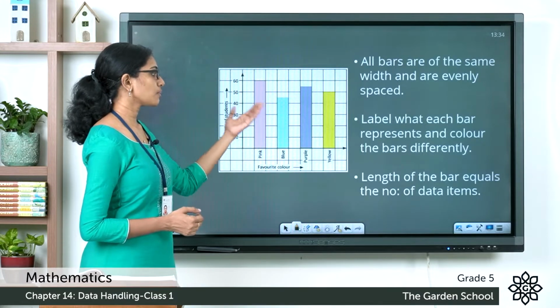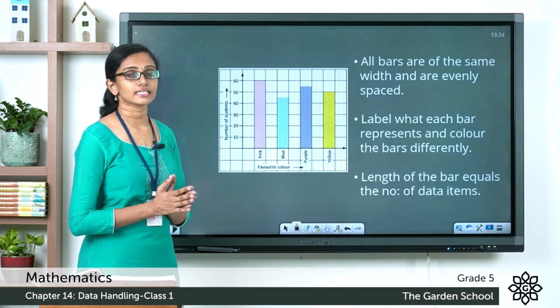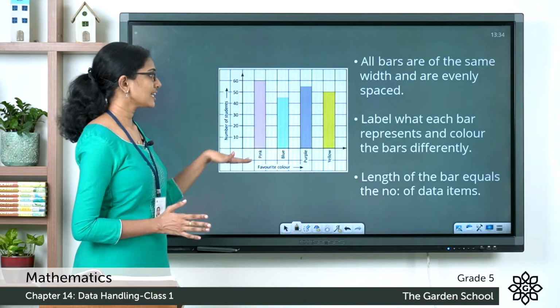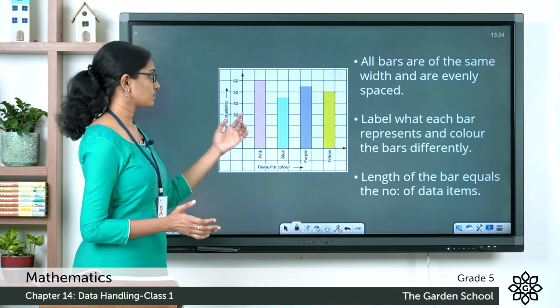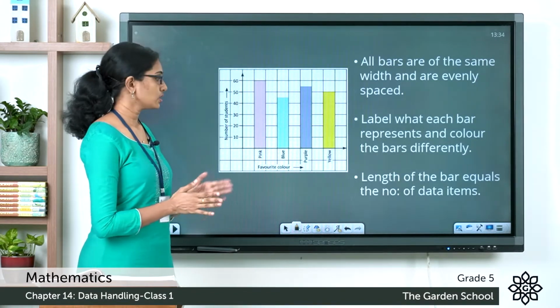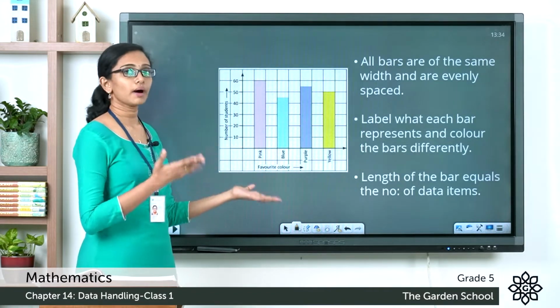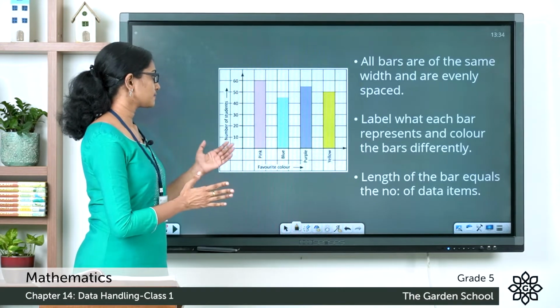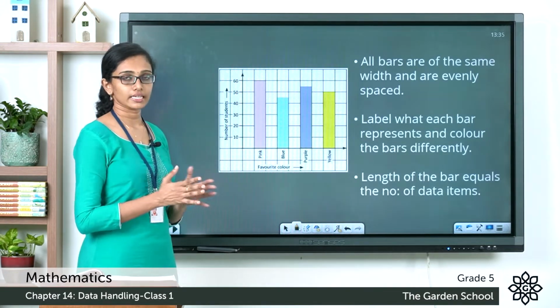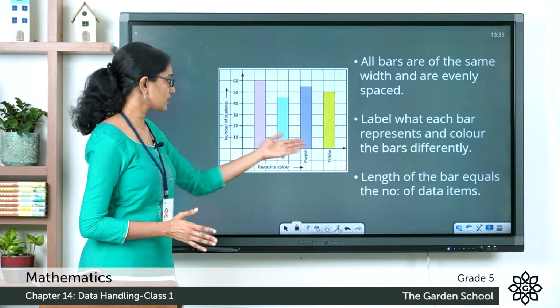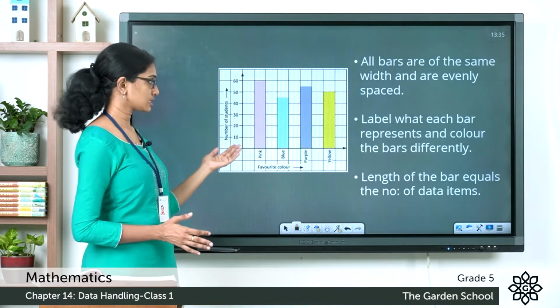Now the length of the bar equals the number of the data items. For example, let's try to interpret the data from this example given here. So this is a bar graph or a bar chart that depicts the favorite color of students in a class. There is a horizontal line and a vertical line, and this is a vertical bar graph.